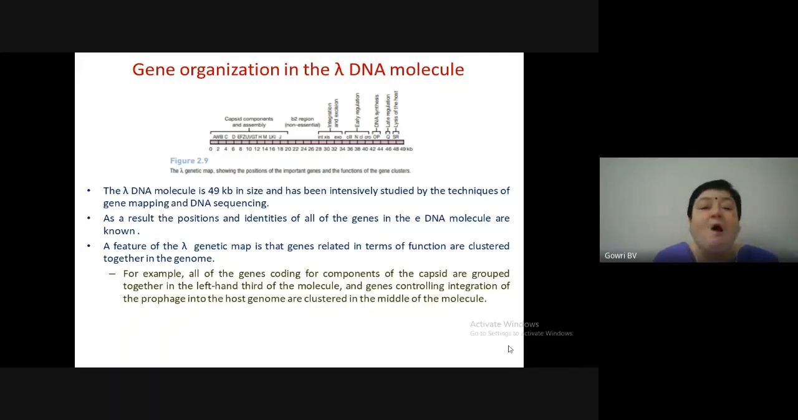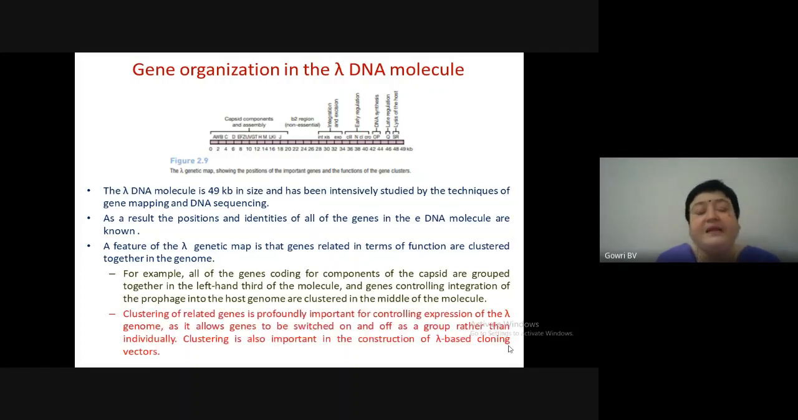For example, all of the genes coding for the components of the capsid are grouped together in the left-hand third of the molecule, and genes controlling integration of the prophage into the host genome are clustered in the middle of the molecule. Clustering of related genes is profoundly important for controlling expression of the lambda genome, as it allows genes to be switched on and off as a group rather than individually. Clustering is also important in the construction of lambda-based cloning vectors. Maybe we will go with the slide once again regarding the gene organization in the lambda DNA molecule.